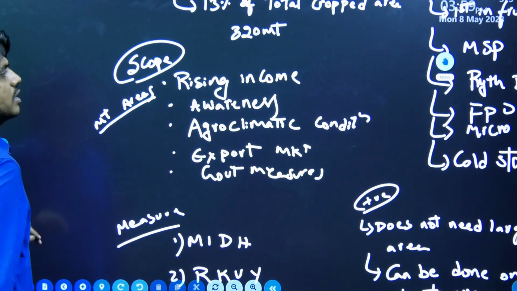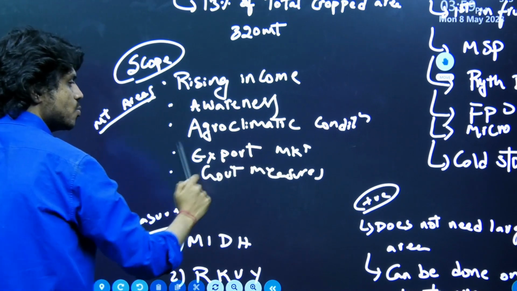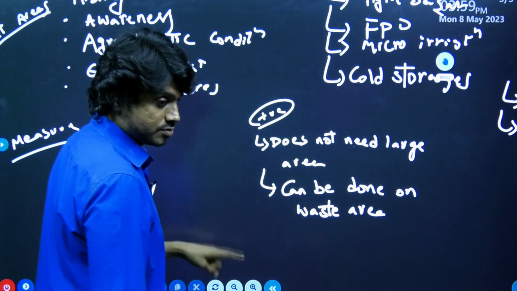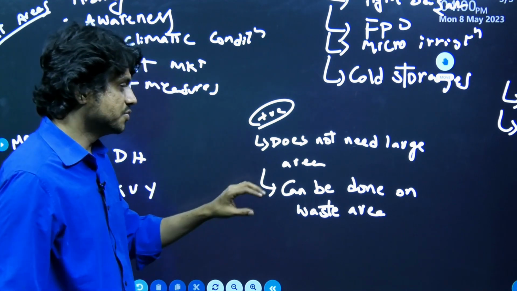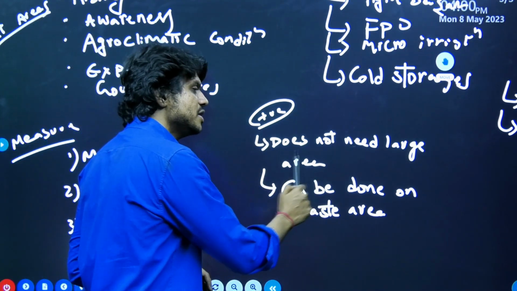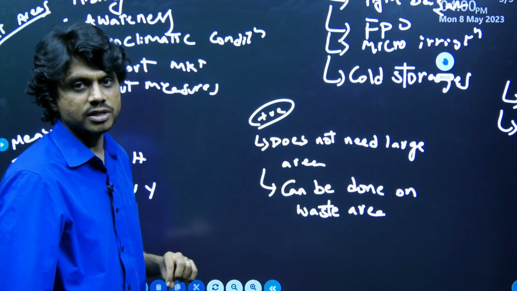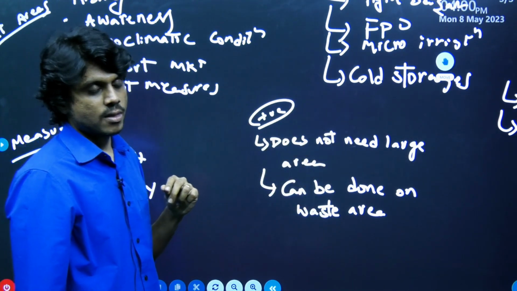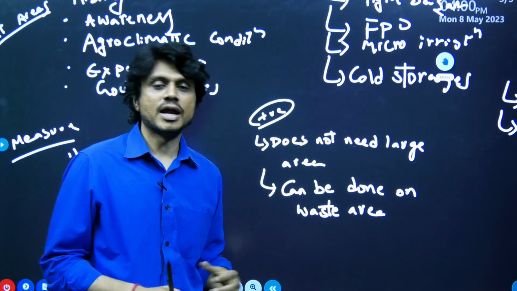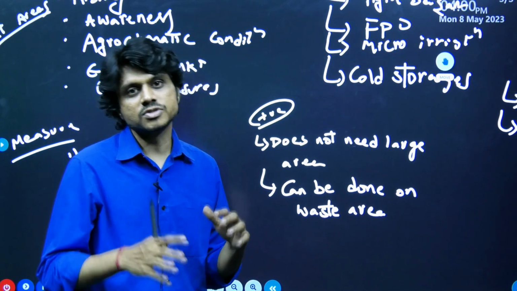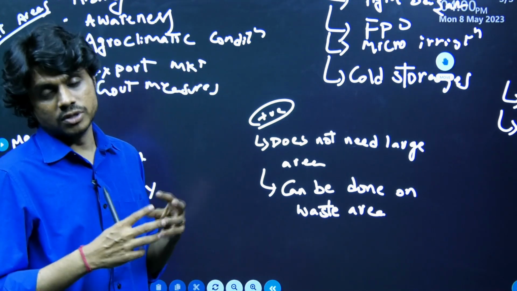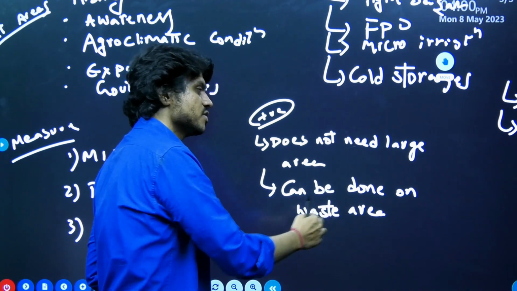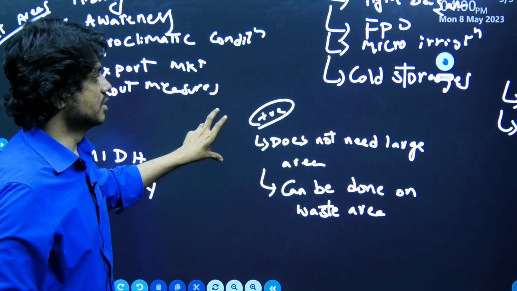The scope is the same: rising income, awareness, agroclimatic conditions, export potential, government measures. Positives are the same: nutritional security, and this can double the farmer's income, an alternative source of livelihood. A few additional points: it does not need large areas of land like agricultural cropping. It can be done even on wastelands, like your hill areas. In geography they can ask you about hill area development. This is not very important for the APPSC, but when they ask in the UPSC, you can mention that in hill areas, one of the measures that can be taken is development of horticulture on waste areas. This is one of the strategies to develop backward areas.